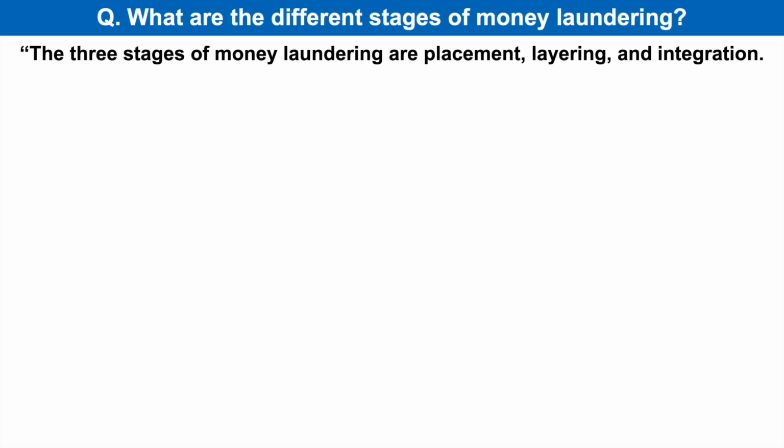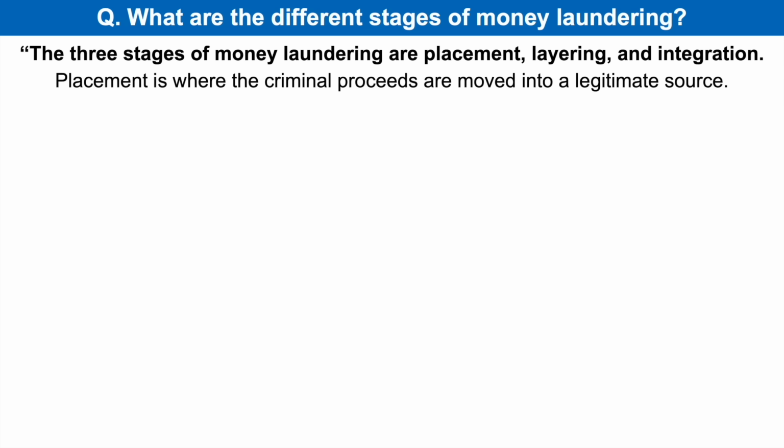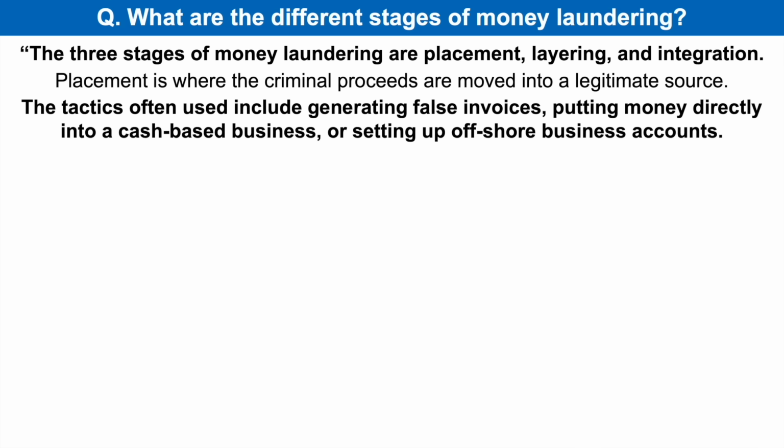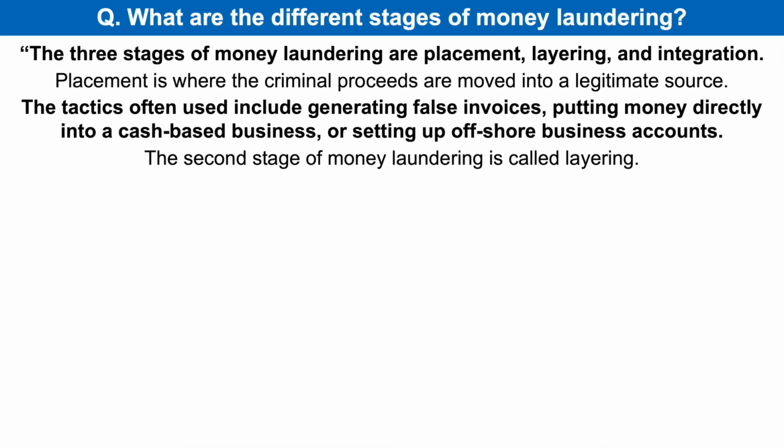Here we go. The 3 stages of money laundering are placement, layering, and integration. Placement is where the criminal proceeds are moved into a legitimate source. The tactics often used include generating false invoices, putting money directly into a cash-based business, or setting up offshore business accounts. The second stage of money laundering is called layering.